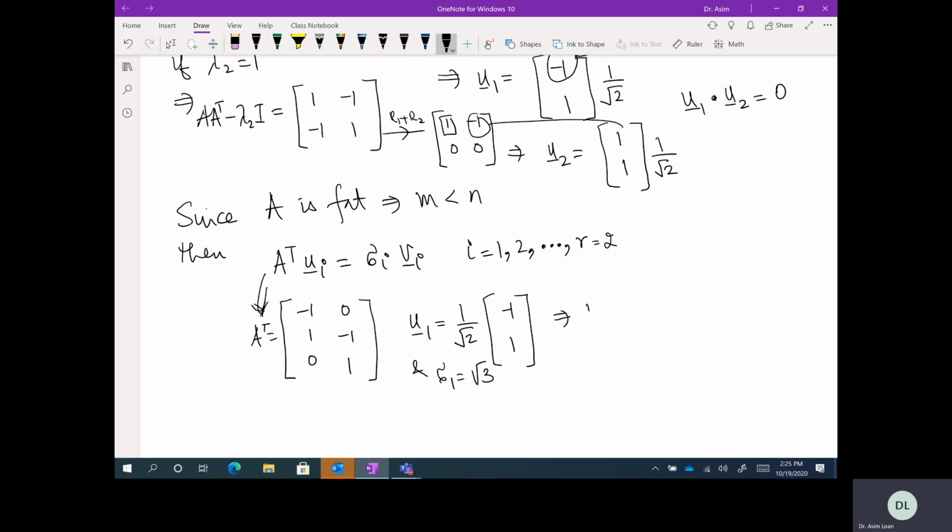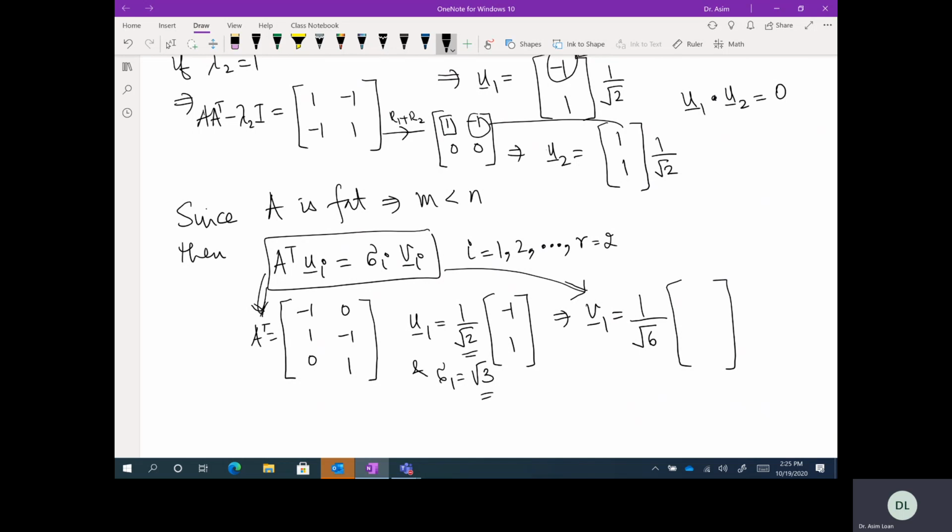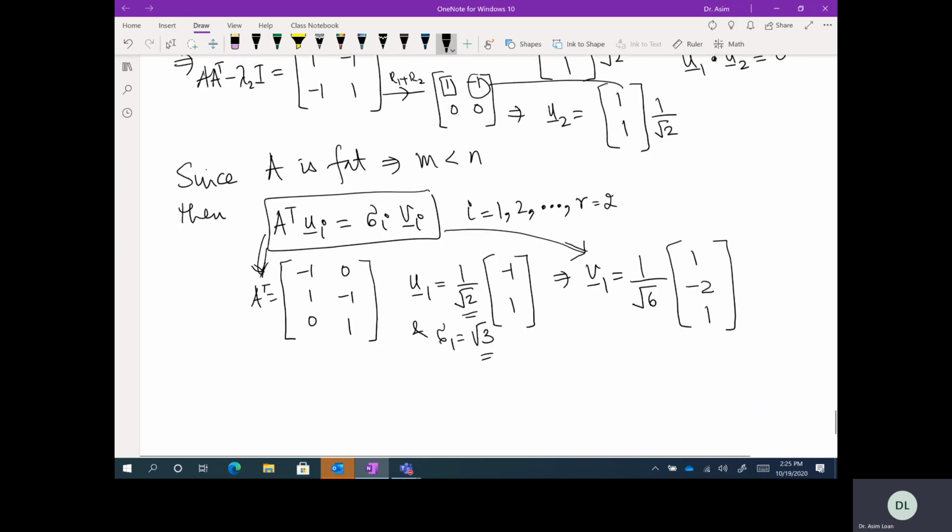So this implies V1, from this equation, V1 is equal to 1 over sigma 1 times 1 over under root 6, where the under root 6 comes from under root 2 here and under root 3 here. Then I am subtracting the first column from the second column. So I have 1 here, minus 1, minus 2 here, and 1 here. And the length is already under root 6. This is already normalized.